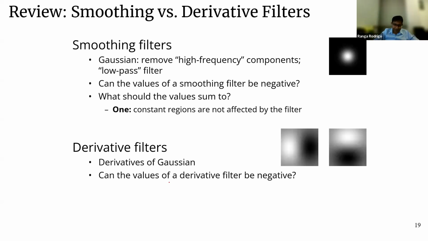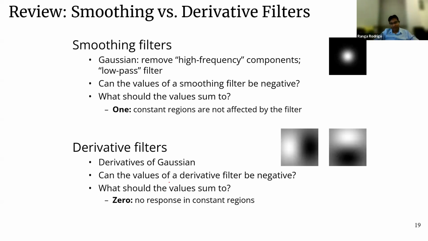Derivative filters of Gaussian: can the values of the derivative filter be negative? Of course, some parts are negative. What should the values sum to? They must sum to 0, because there is no response to constant regions. So these differences are there, and that's a summary up to now.